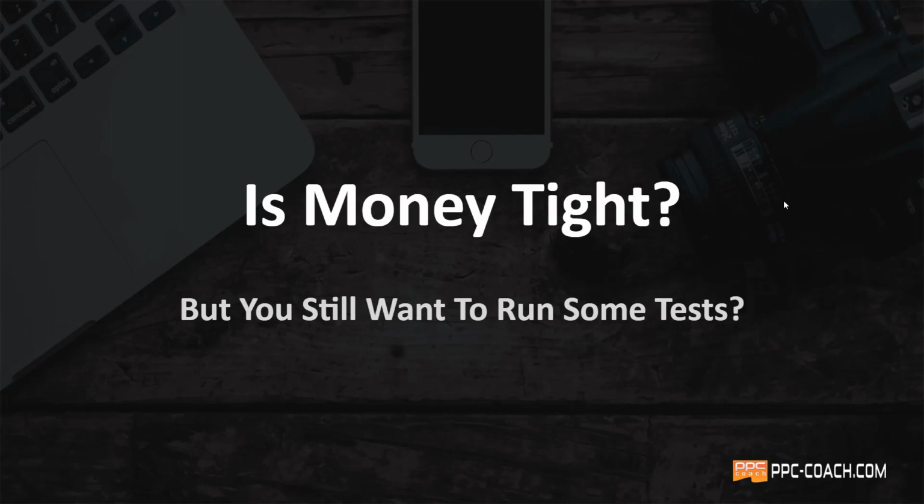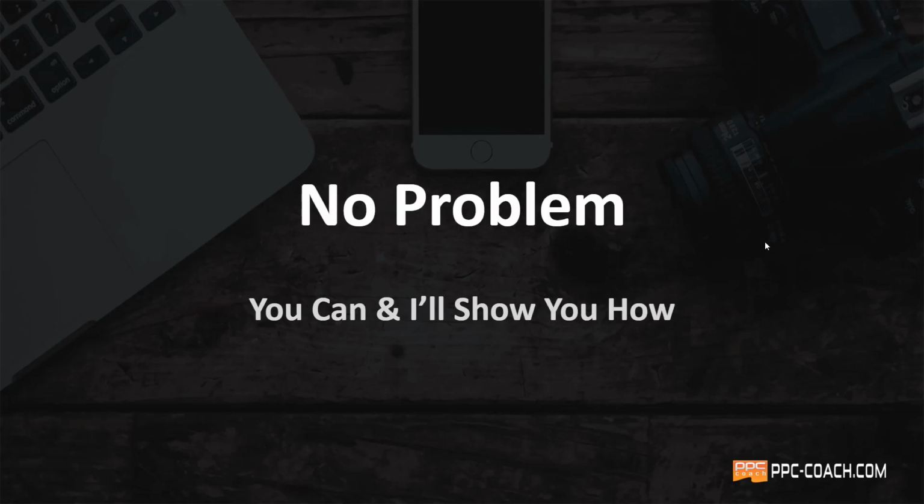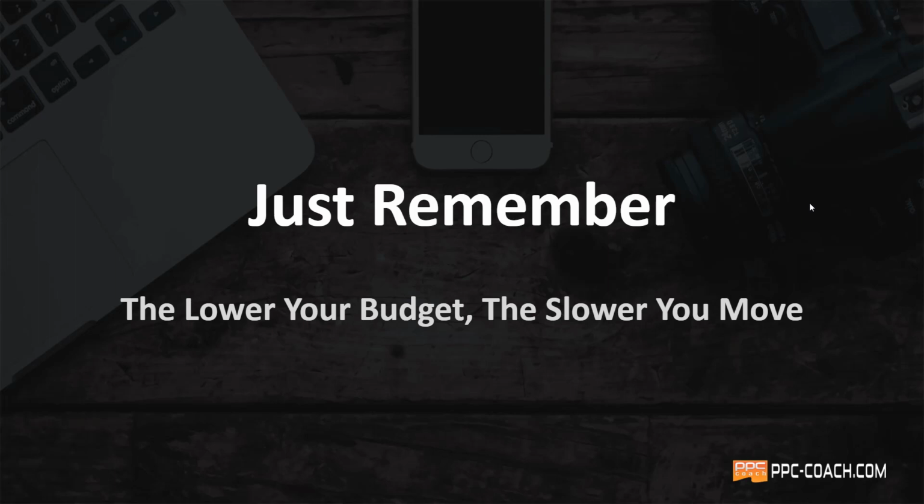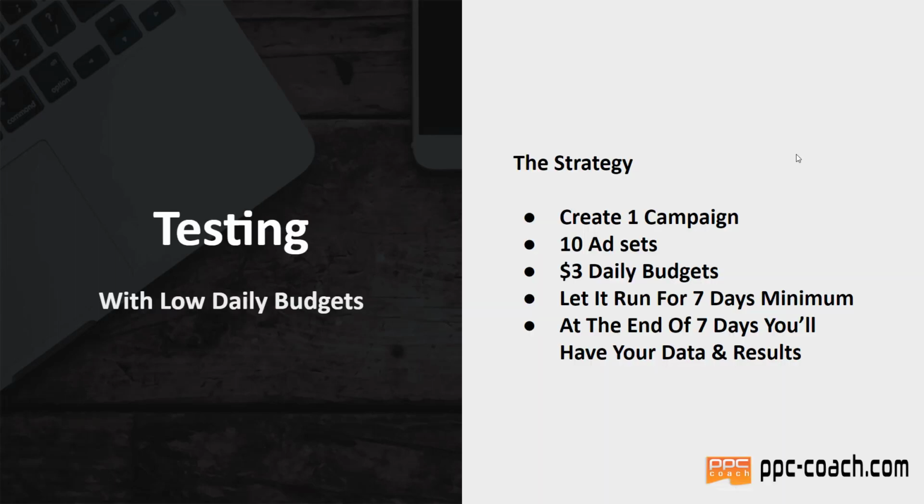So the thing is, is money tight, but you still want to run some tests? Then it's no problem. You can, and I'll show you how. But you have to remember that the lower your budget, the slower you move, right? So it's all a velocity thing. In testing with daily budgets, the strategy is basically create one campaign, put 10 ad sets in it, use ad set budget optimization or ABO, $3 daily budgets, let it run for 7 days minimum. At the end of 7 days, you'll have your data and your results.